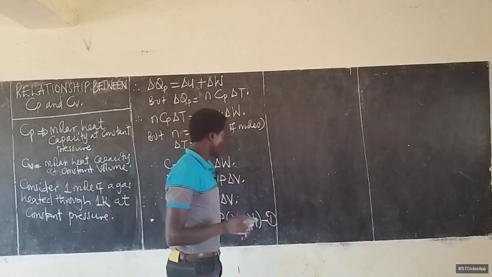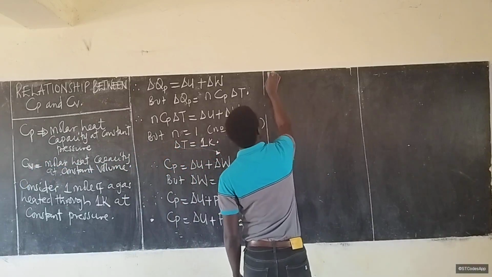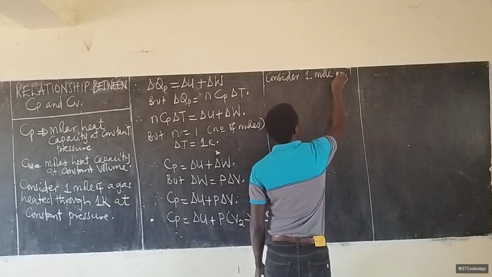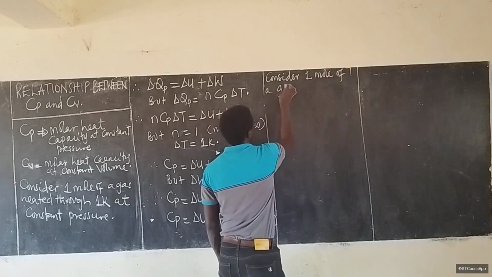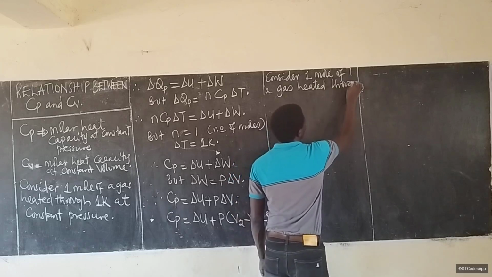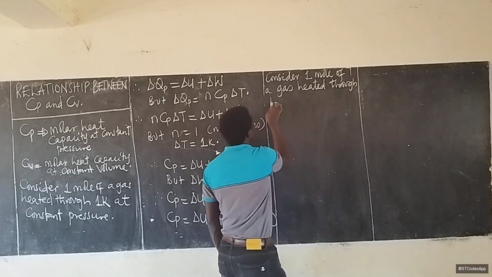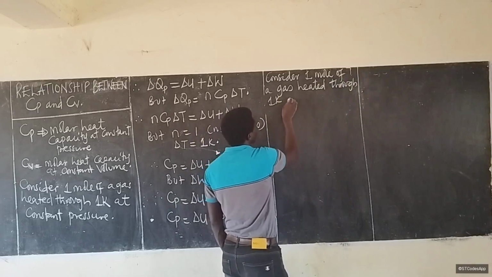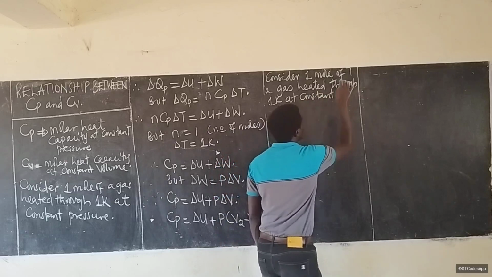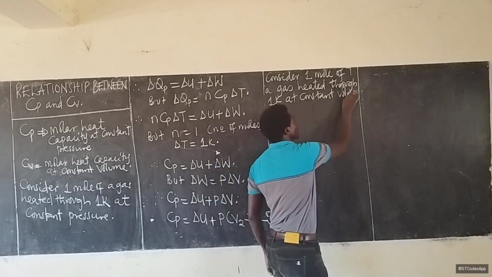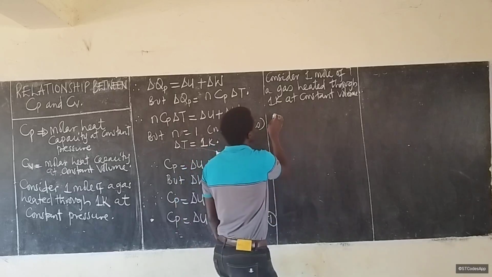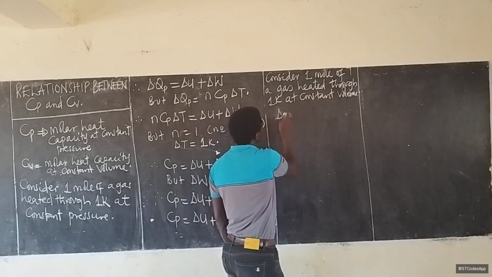We are also going to consider one mole of a gas being heated through 1 Kelvin, at this time at constant volume. At this time the volume is constant. So still from the first law of thermodynamics, we shall have that change in Q.